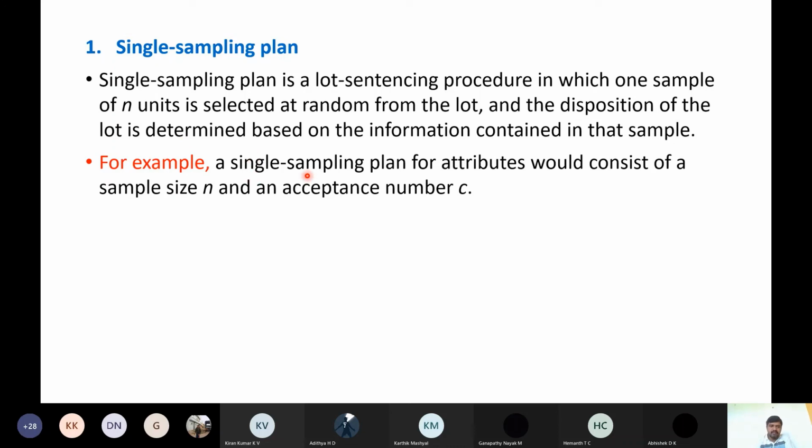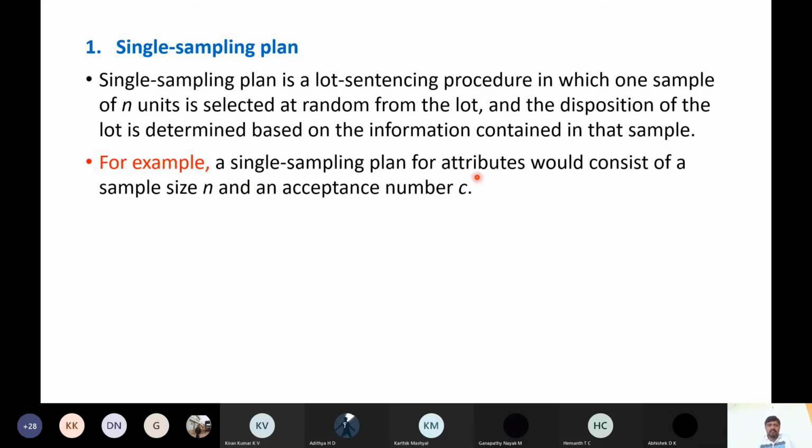For example, a single sampling plan for attributes. Already we discussed variables and attributes. We have plotted charts for variables data and attributes. In case of attributes, it is defective or not, accept or reject. So this is attribute data, that is qualitative data, not quantitative. Quantitative is variables, qualitative is attributes.